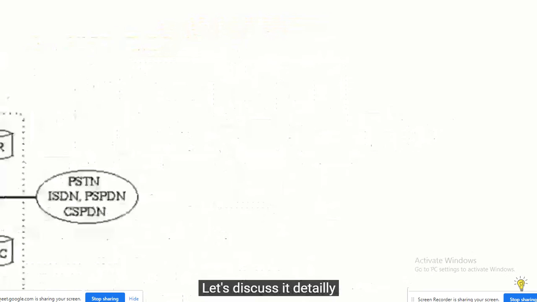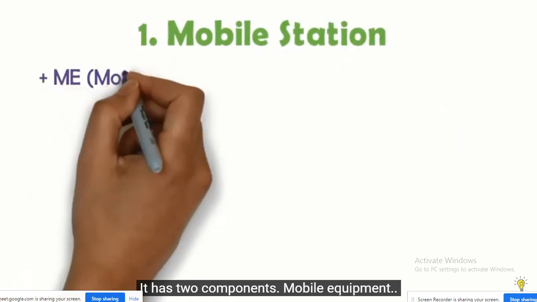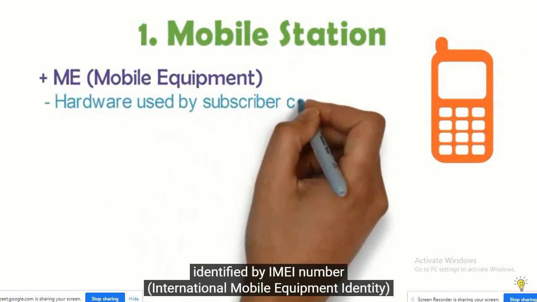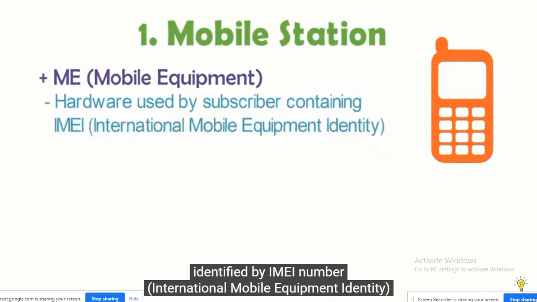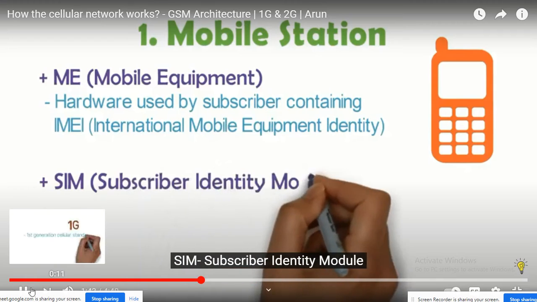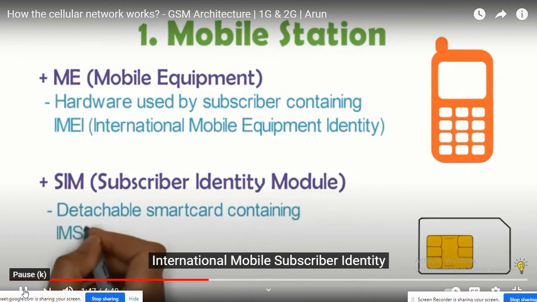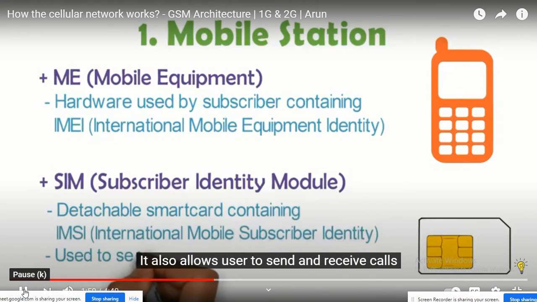Let's discuss the detail. First of all is a mobile station. It has two components: mobile equipment. It is the hardware used by a subscriber to access network, identified by IMEI number, International Mobile Equipment Identity. Second, subscriber identity module. It is a detachable marker containing IMEI number, International Mobile Subscriber Identity. It also allows user to send and receive calls.